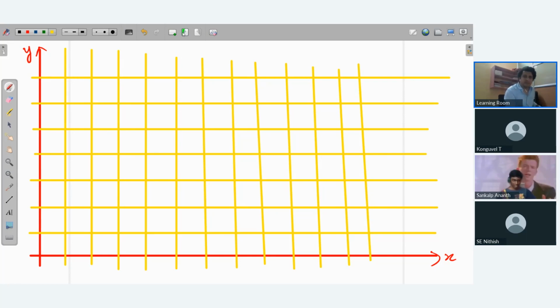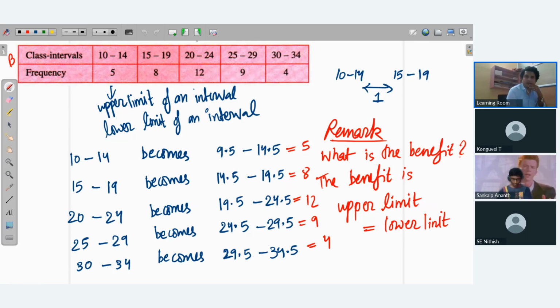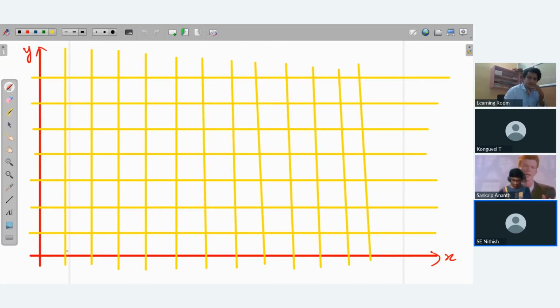So we need to have this 9.5 to 14.5. The gap is still 4. No, the gap is not 4. The gap is 5. So what you will do, you'll see that somewhere you have a 9.5. Okay. So the bold lines, say this is 9.5. This is 14.5. Then this is 19.5. Then next is 24.5. And then 29.5.